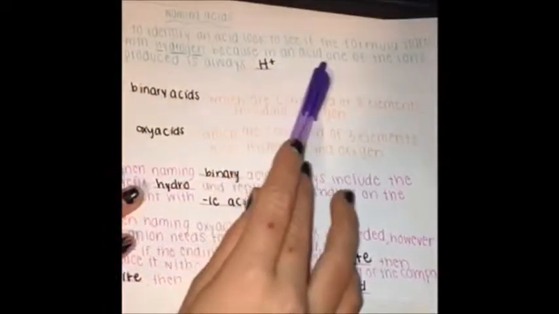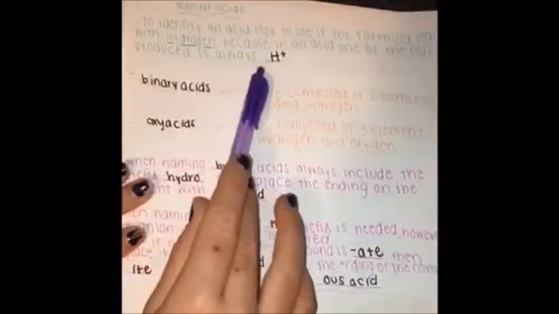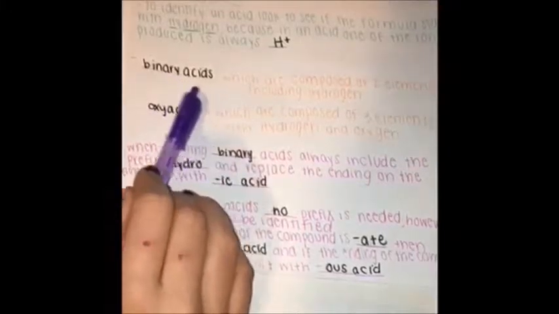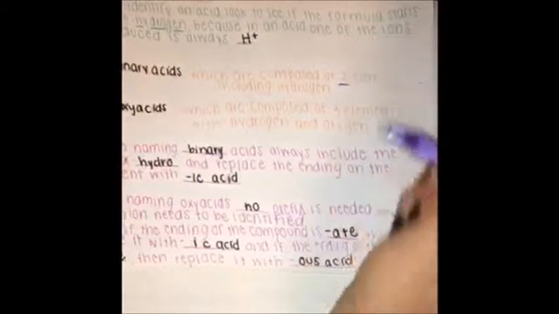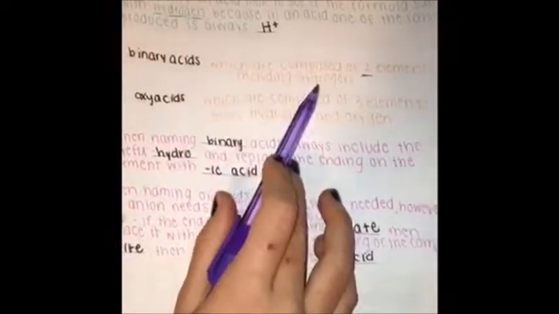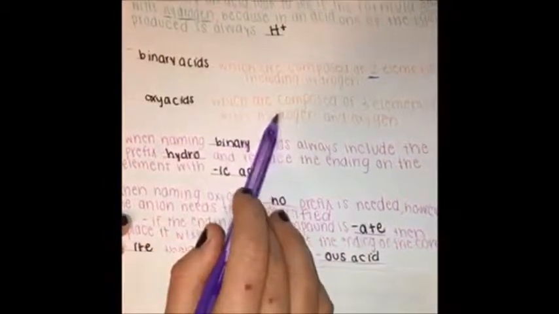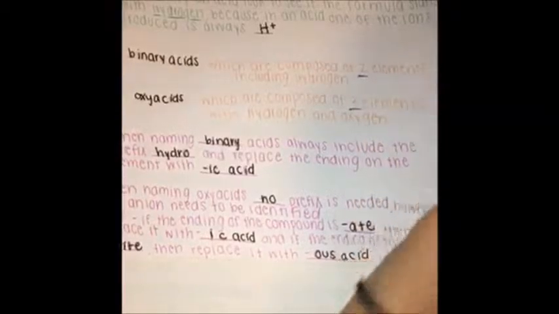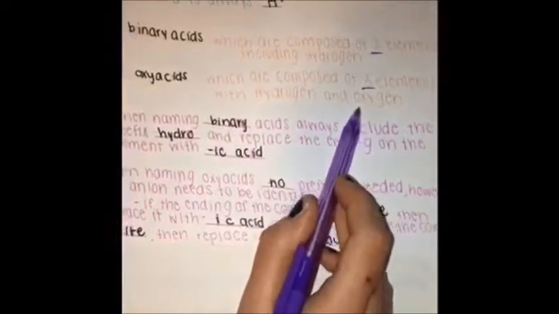To identify an acid, look to see if the formula starts with hydrogen, because in an acid, one of the ions produced is always H+. The two different types of acids are binary acids, which are composed of two elements, including hydrogen, and oxyacids, which are composed of three elements with hydrogen and oxygen.